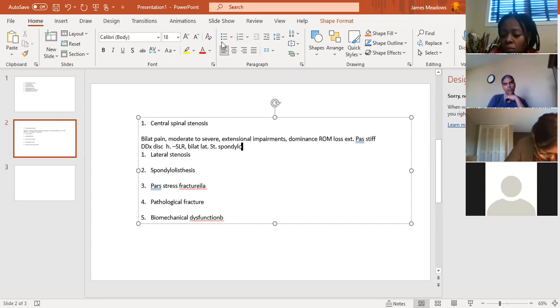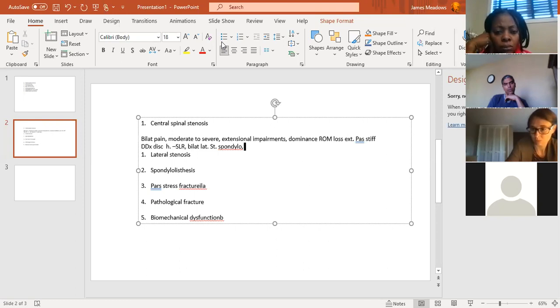Does that about do it? It actually doesn't. There's always another one. What is it? The facet joints, changes in the facet joints, and that is usually worse with extension. It's very unusual to get bilateral facet joint problems, and they're very unlikely to give you central pain. So while it's just possible that you'll get a bilateral lateral biomechanical stenosis, it's extremely unlikely.